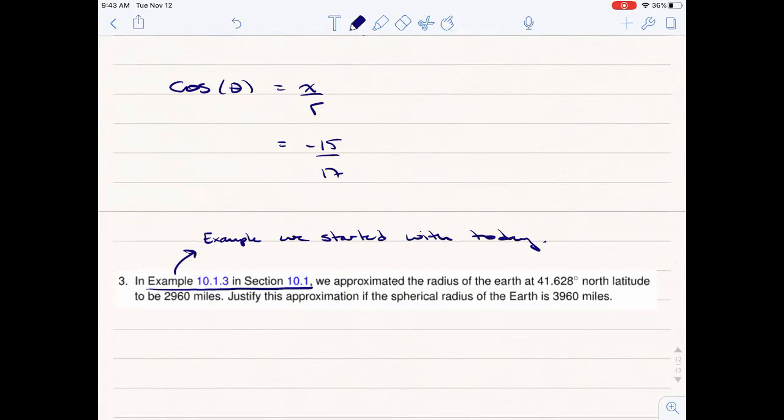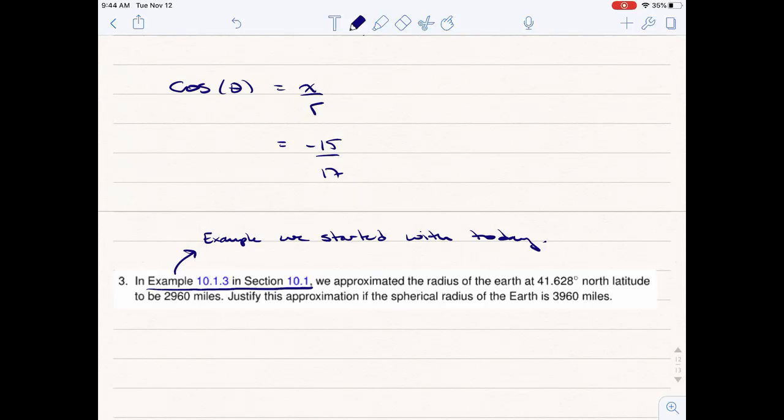We approximated the radius of the Earth at 41.628 degrees north latitude to be 2,960 miles. Justify this approximation if the spherical radius of the Earth is 3,960 miles. Okay.